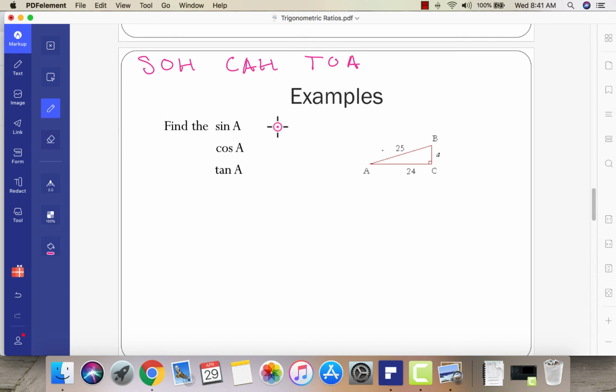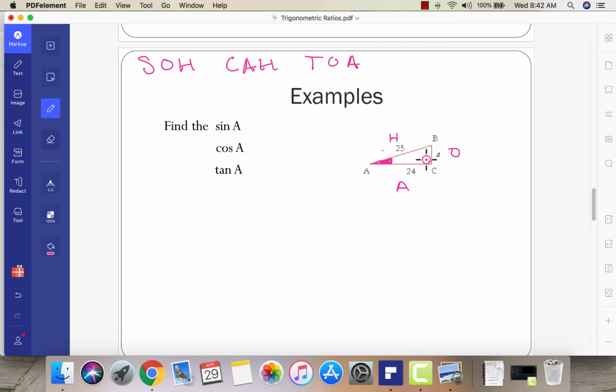So we are going to be finding sine, cosine, and tangent of A, so angle A right here. Let's label our sides. So this is my right angle, so opposite of the right angle is always the hypotenuse. The other side that is next to my angle that I'm looking for is the adjacent. And then this is going to be the opposite.